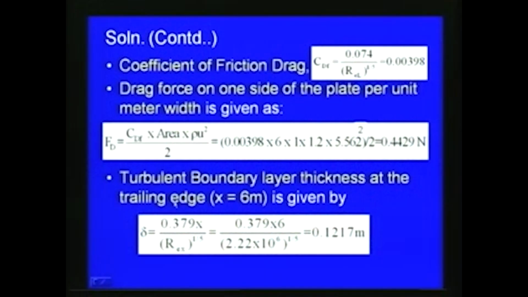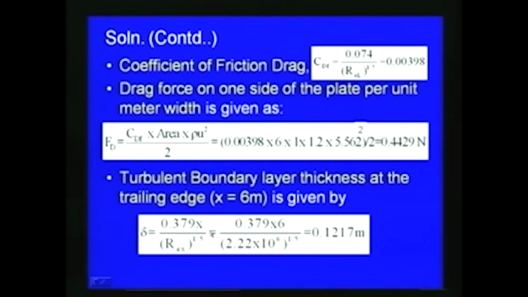And then the second part of the question is to find out the boundary layer thickness at the trailing edge, that means the end of the plate, as we have already seen. So, here x is equal to 6 meters. So, we can utilize this equation which we have just seen in the last lecture for turbulent boundary layer flow. Delta is equal to 0.379x divided by Rex to the power 1 by 5. So, here that is equal to 0.379 into 6 divided by 2.22 into 10 to the power 6, to the power 1 by 5. So, we get the boundary layer thickness as 0.1217 meter. So, this is a simple example.